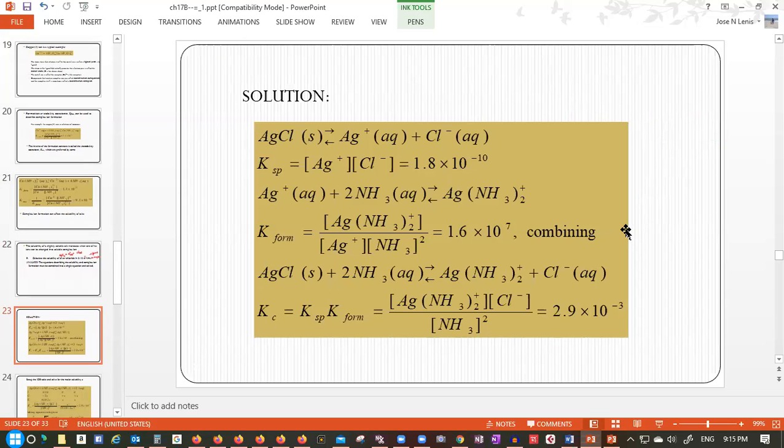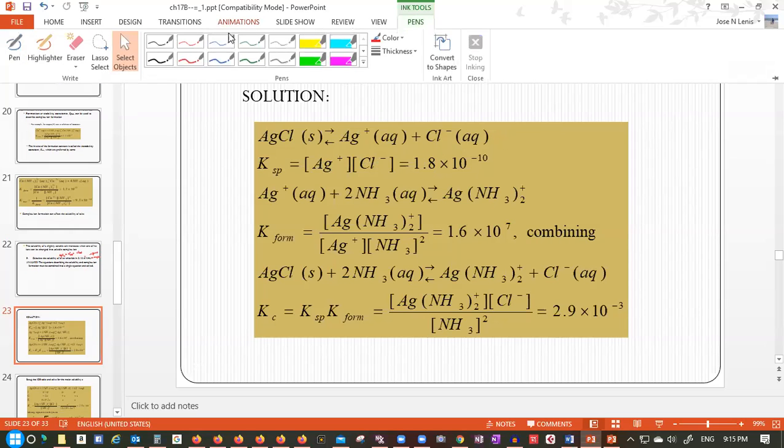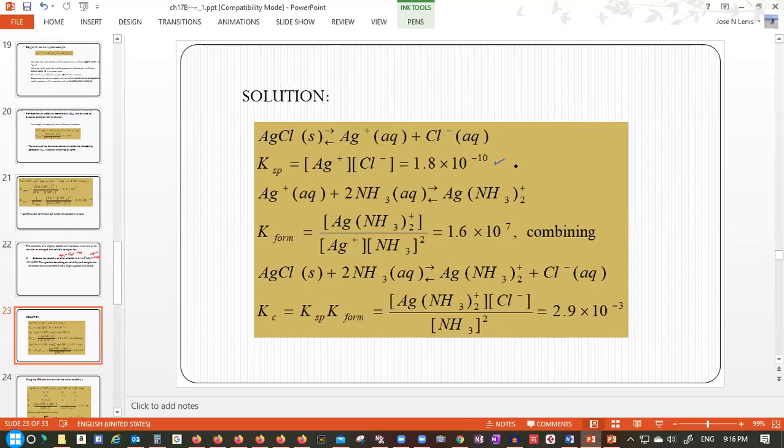We have to write two equations. First one for the solubility of Ag plus, and we write the expression. Ksp equals concentration of Ag plus times concentration of Cl minus, from the first expression we know how to do. And this is the value for the Ksp. But we need to write the second equation for the formation of complex. So once this is formed, and since we have ammonia in the solution, the Ag plus will react with the ammonia to form this complex.